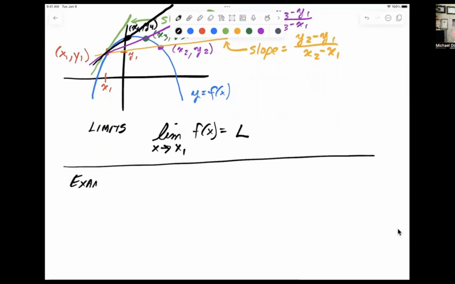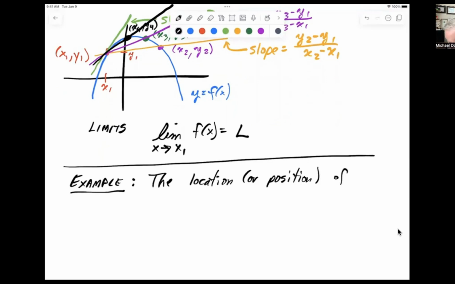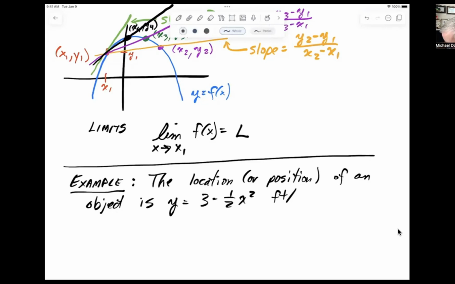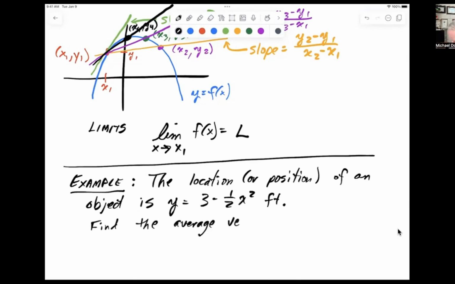Okay, let's look at an example here. So suppose the location, or position, sometimes it's called that, of an object is given by a certain function, and we'll call that y equals 3 minus 1/2 x squared, and that's given in feet there. Okay, I want to find the average velocity over the following intervals.